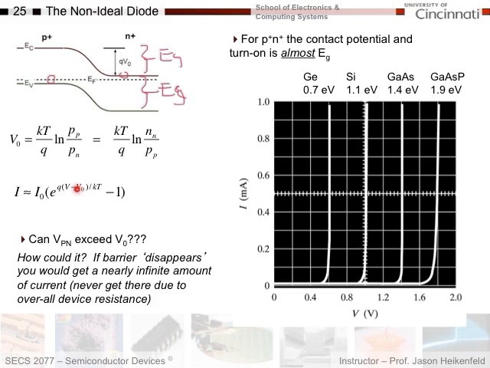I want to go back and note one more thing. Could my voltage ever exceed the contact potential? You'll never have your applied voltage exceed the contact potential because if it did, basically, at that point, your barrier completely disappears and you get so much current that your diode will essentially blow up, or you'll see resistance get in the way of it. So you never really get to the point where your applied voltage here exceeds the contact potential because you just get so much current through it.